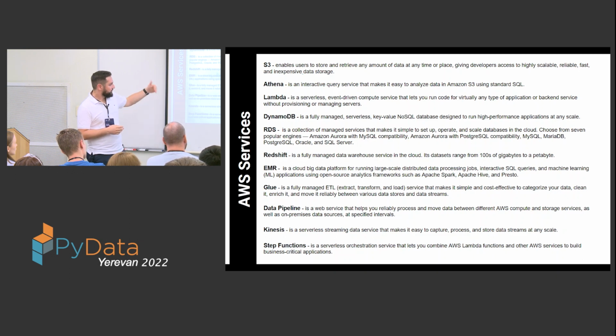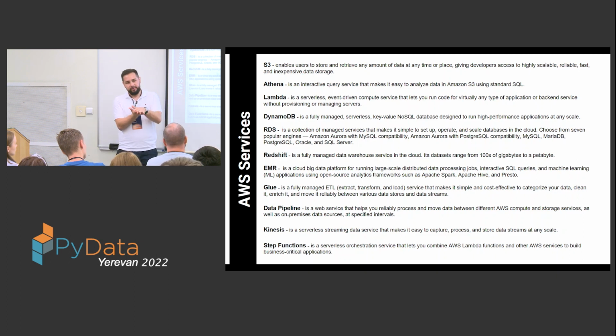Kinesis is a serverless streaming data service that makes it easy to capture, process, and store data streams at any scale. Actually, there are 4 Kinesis services: one for video streaming, another one for data streaming, capturing data streams in parallel from thousands of services and gigabytes of data. Another one is Kinesis Firehose, which is a streaming ETL service. And what's cool is that from Firehose you can store your data on S3 or in your data warehouse immediately.